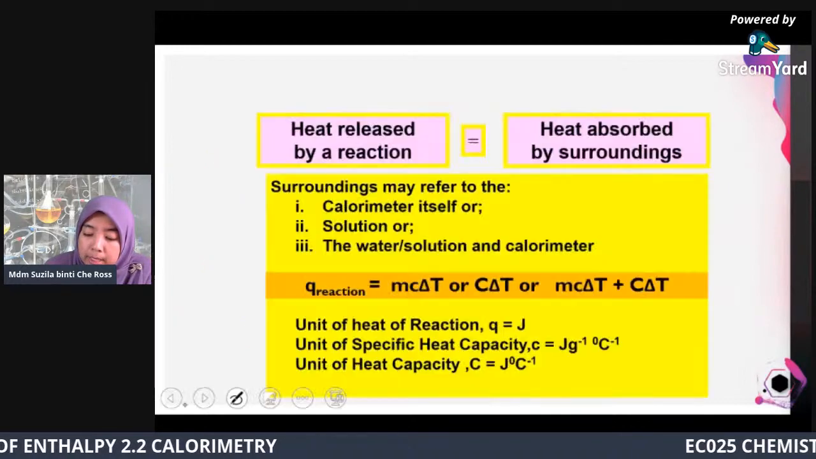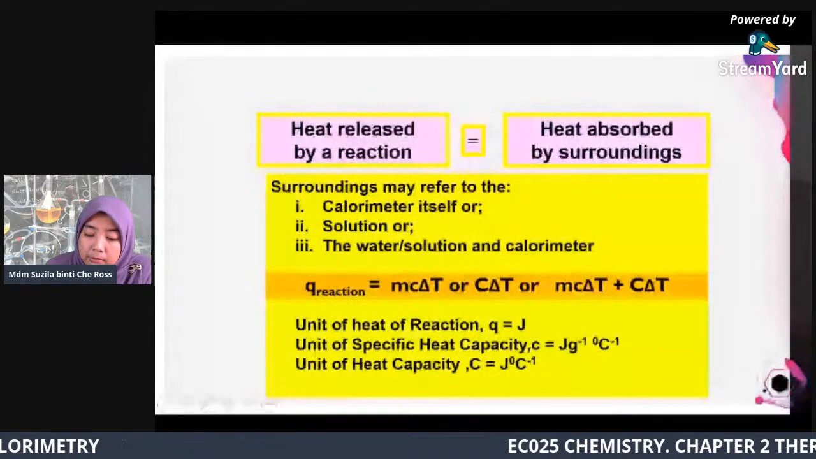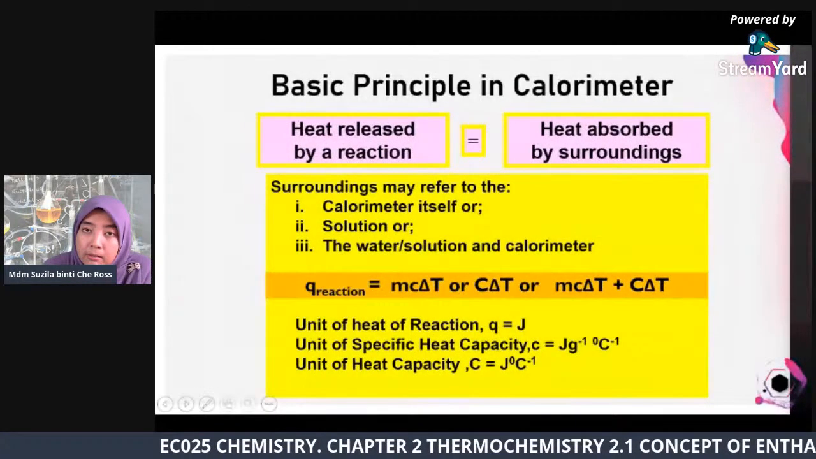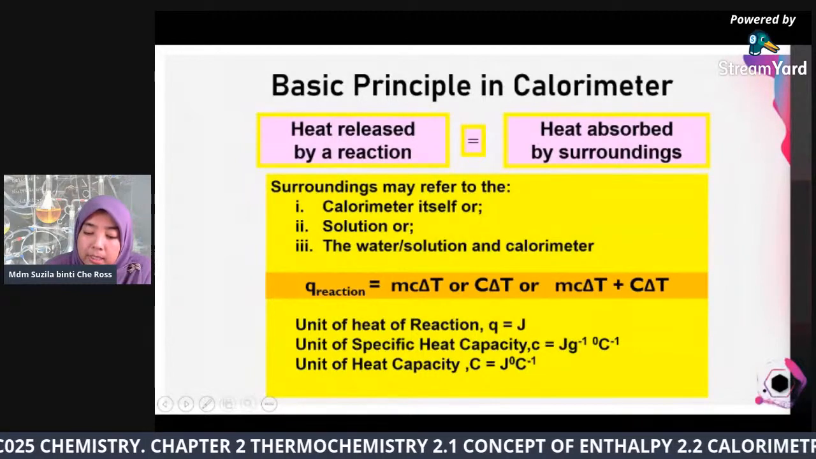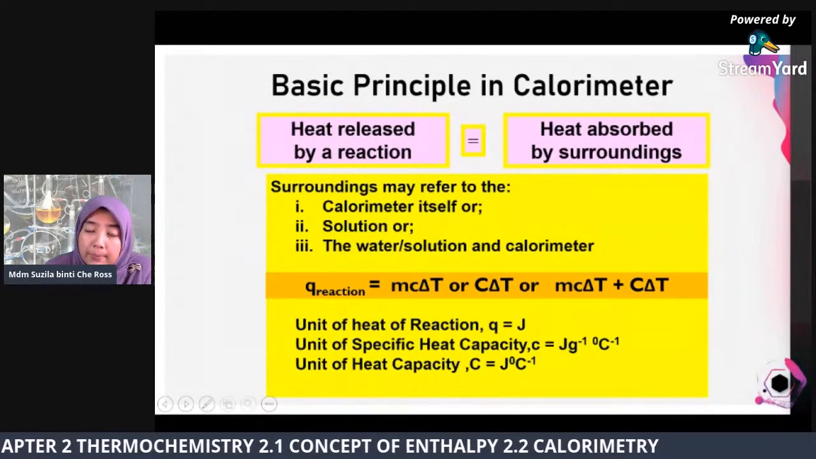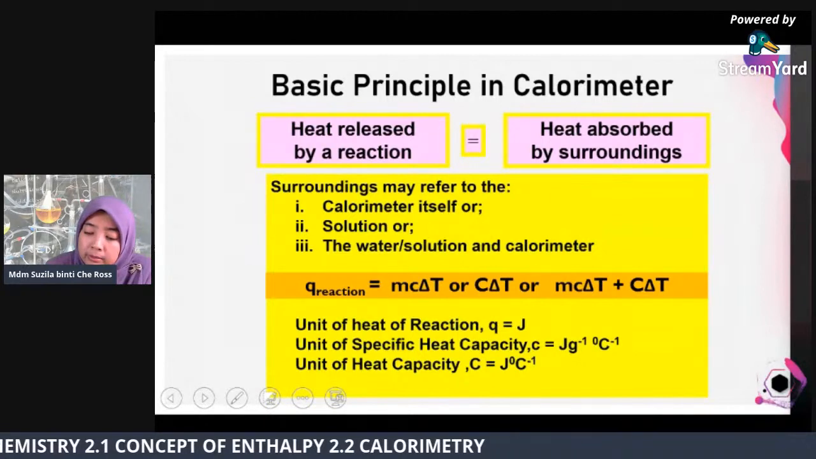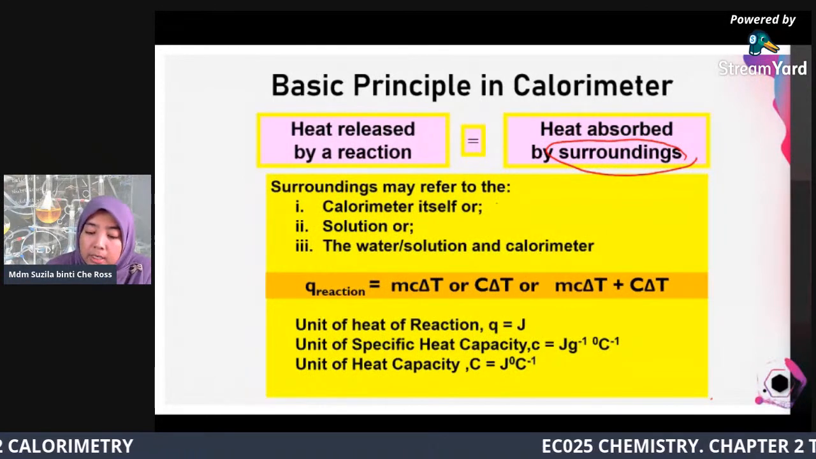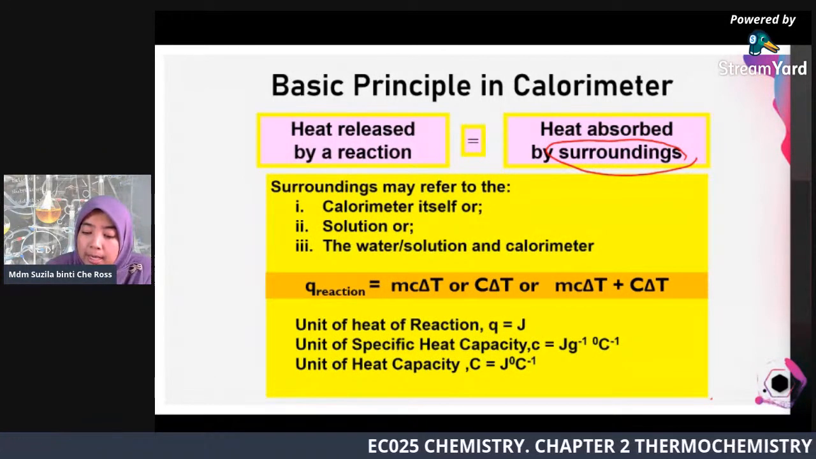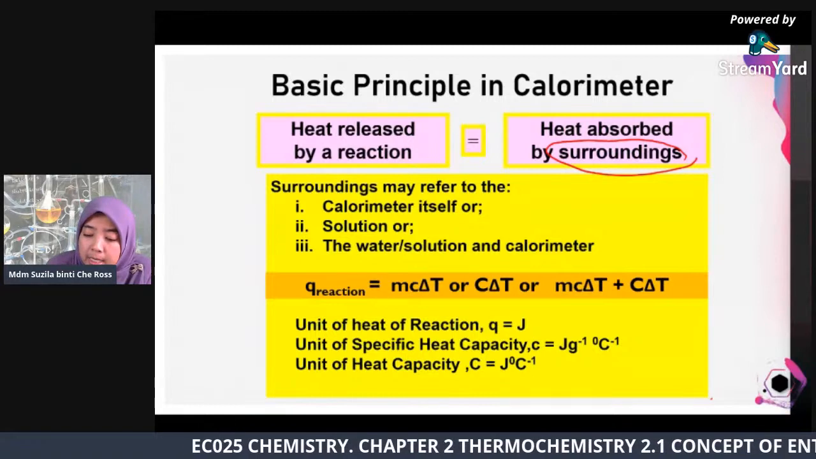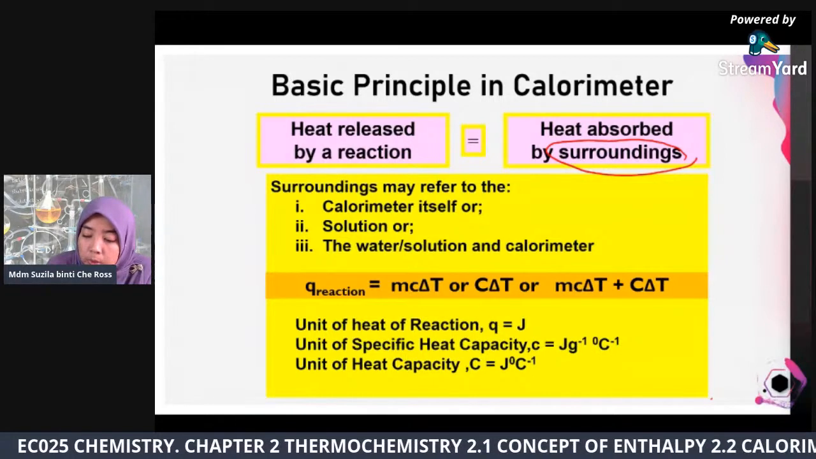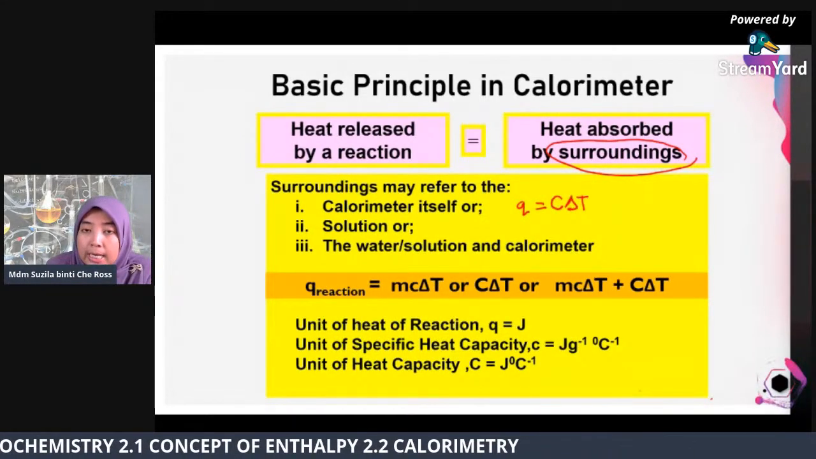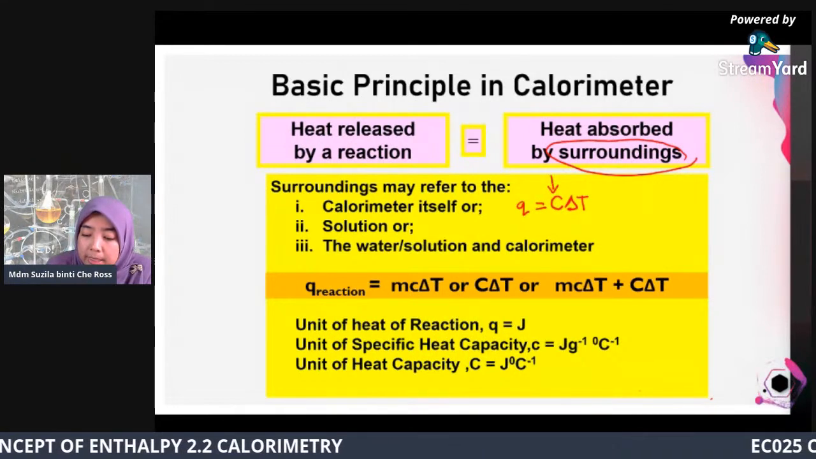And then we have the basic concept. This basic concept you will use in your experiment next week. The basic principle in calorimeter is that heat released by the reaction equals heat absorbed by the surrounding. The surrounding here may refer to the calorimeter itself. If the surrounding is the calorimeter itself, we can calculate heat released using the formula Q equals C delta T, where C here is the heat capacity of the calorimeter.